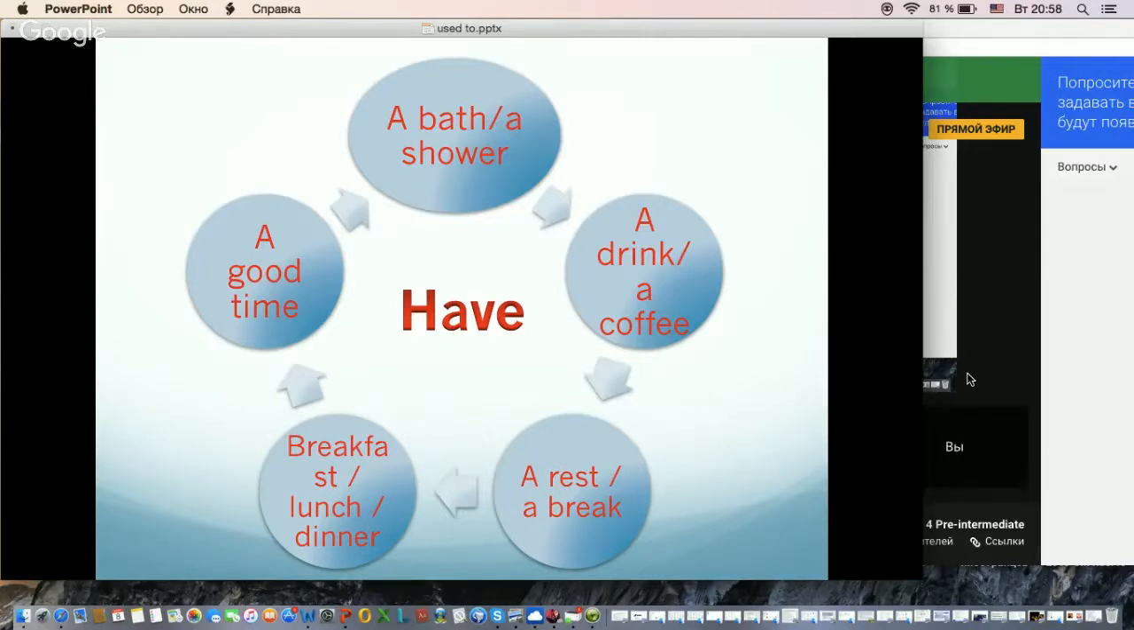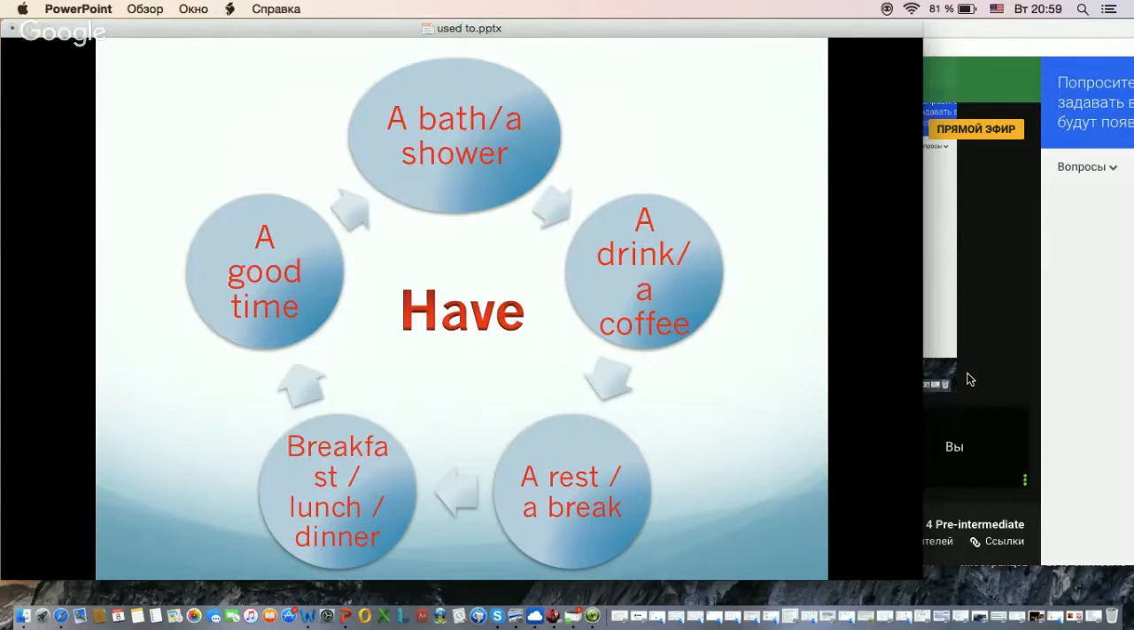Have a rest or have a break. Have a rest означает отдохнуть. Например, after a long working day, I'd like to have a rest. То есть после долгого рабочего дня я хотел бы отдохнуть. Или, you know, we've been working for several hours, and I'd like to have a break. Ты знаешь, мы уже работаем в течение нескольких часов без перерыва, и я бы хотела сделать перерыв.